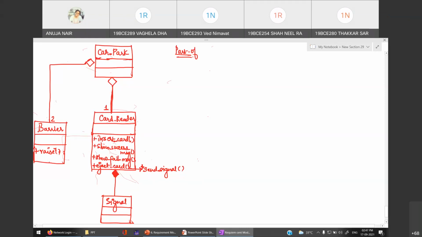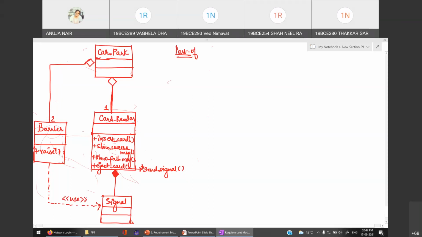Now, what should be the relationship between the barrier and signal? Do you remember the dependency relationship? That is a dotted line with an arrow. So the barrier can only raise if the signal is sent, right? So I can say that a barrier is basically dependent on the signal. It requires signal in order for it to work. So I'll put a relationship over here which is use. So a barrier uses the signal. Is it okay, everyone? Please let me know. Do you have any doubt till here?